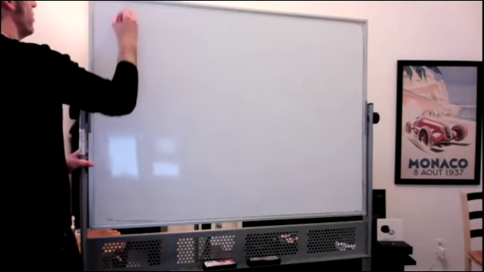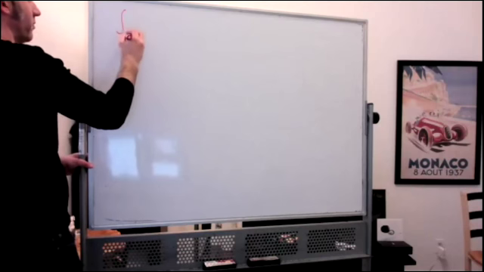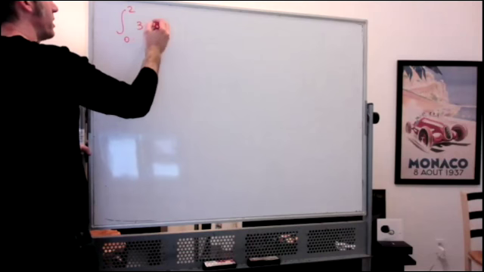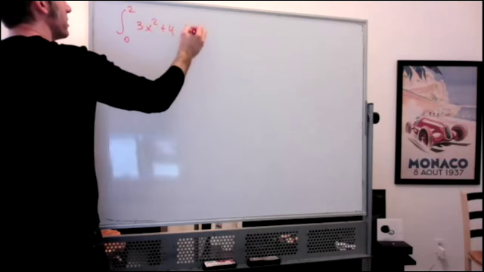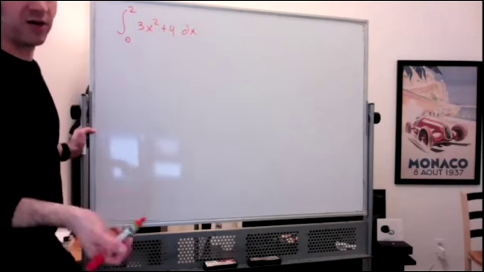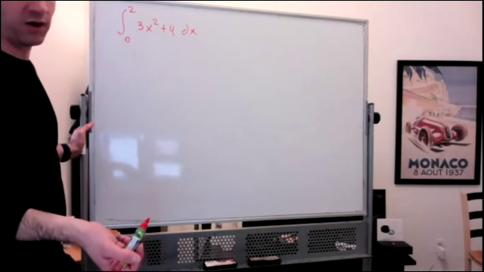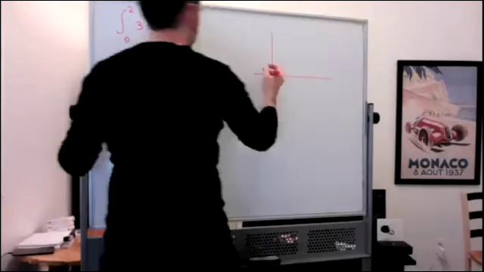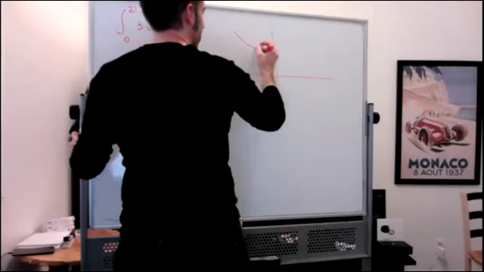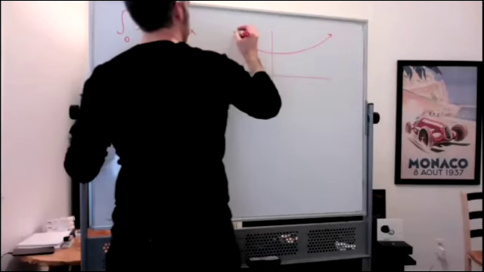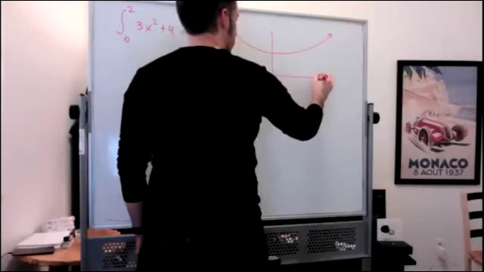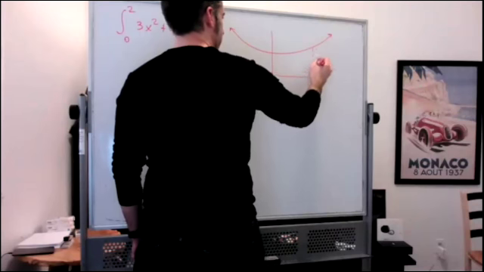Let's try and calculate the integral from 0 to 2 of 3x squared plus 4 dx. So again, this is going to give us the area under the curve 3x squared plus 4 from 0 to 2. So it's going to look something like this. 3x squared plus 4, it looks like a parabola, it looks like that. And if we're going from 0 to 2, we're getting this area here.